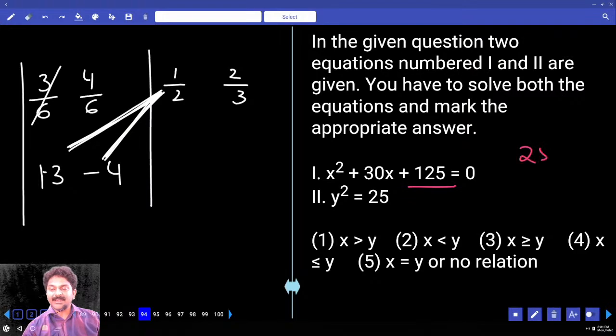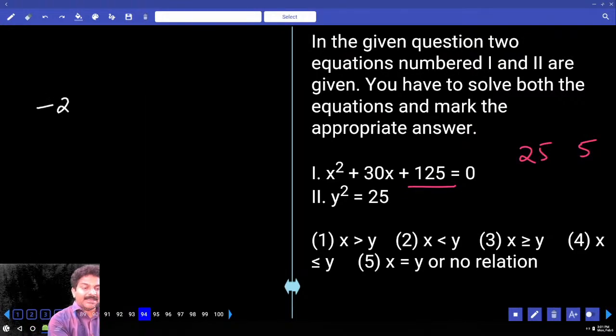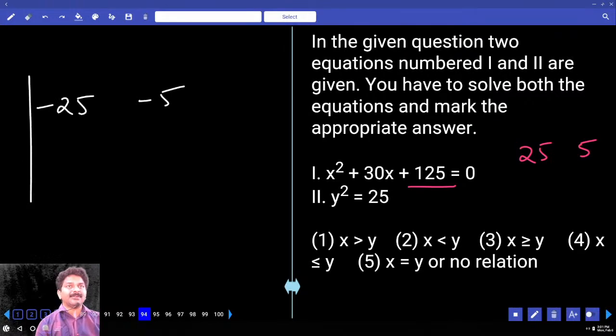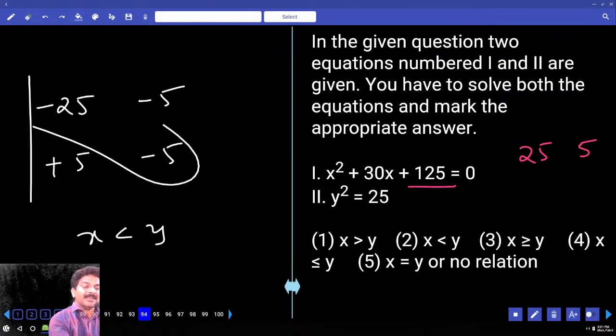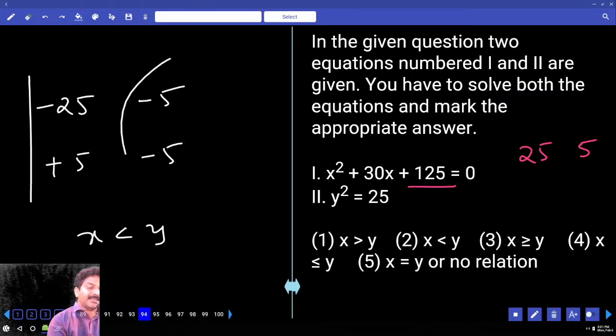125. We can write it as 25, 5 times. Factors are minus 25, minus 5. Y square is equal to 25. Y is equal to plus or minus 5. Y positive, x negative. The condition says x less than y. Here also x less than y. Here equal. X is less than or equal condition.